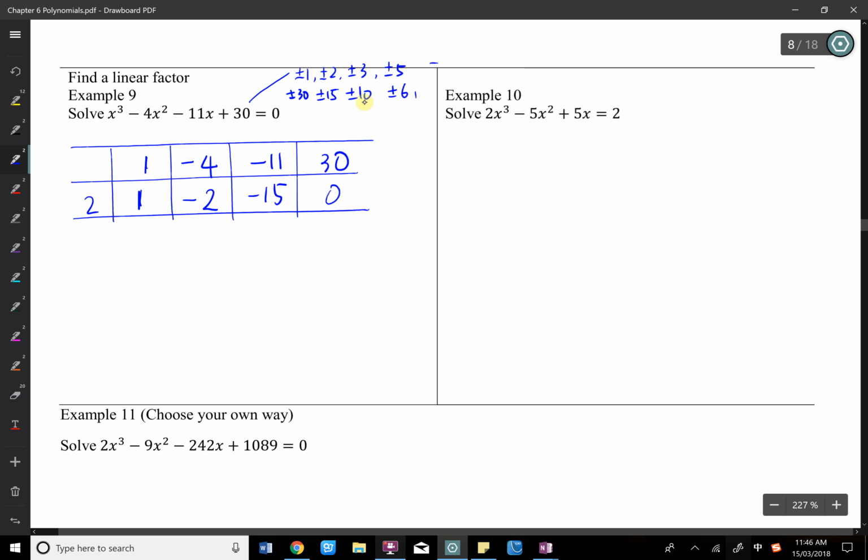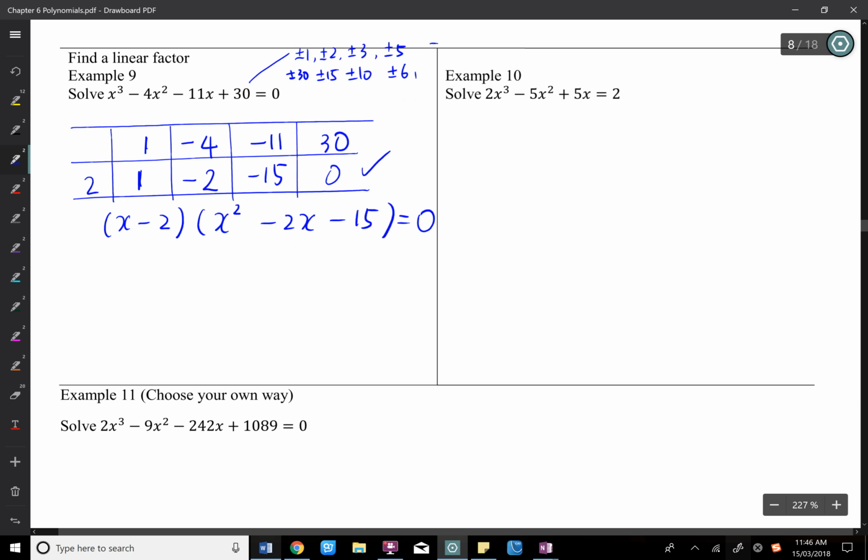So this one works. So x minus 2 is the factor. And what we have left here is x squared minus 2x minus 15, that equals to 0. So we factorize the left hand side: x minus 2, and we have x minus 5 and x plus 3.